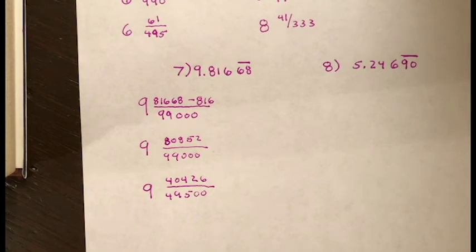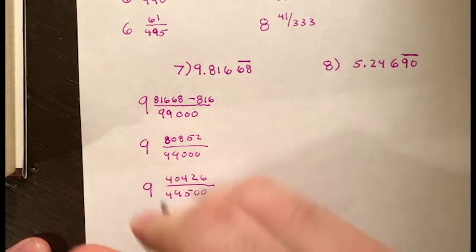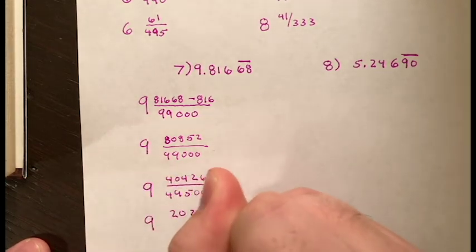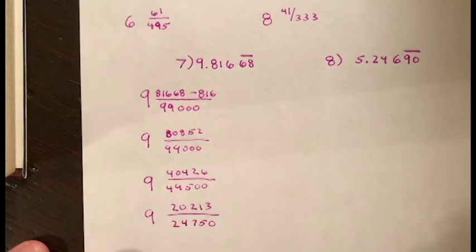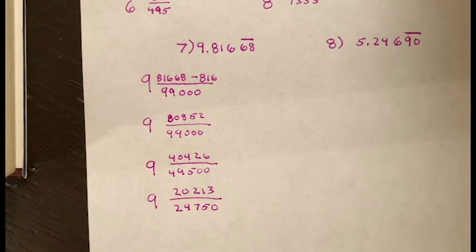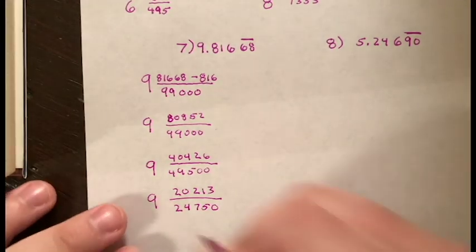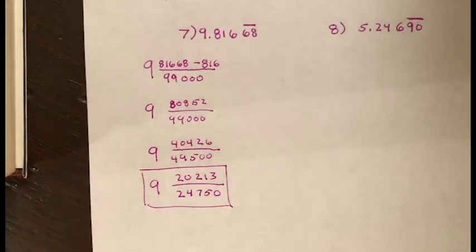Okay, but I also notice again, the numerator and the denominator are still even numbers. So I can factor out 2 again. And when I do, I get 20,213 over 24,750. All right, that is my fraction. And I'm going to be honest with you, this is as far as I can take this fraction and simplify it. I cannot do anything else with it.